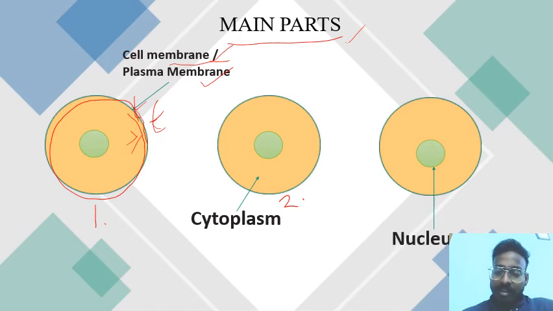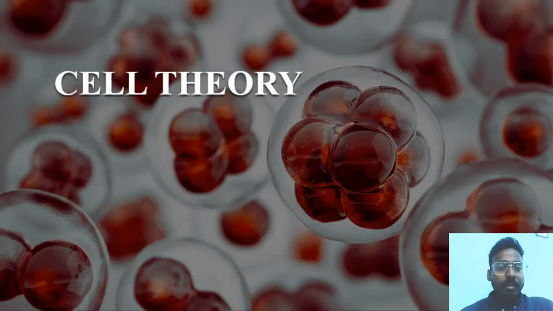Now in the third diagram you can see there is a small oval-like structure. This is called the nucleus. It contains the genetic material like the DNA and genes. We normally talk about DNA and genes in our day-to-day life. So that genetic material, DNA, is present in this cell.